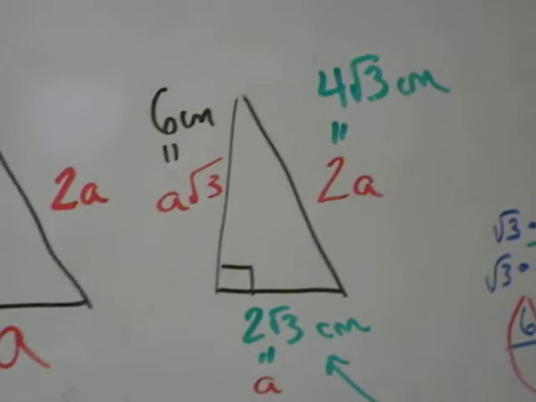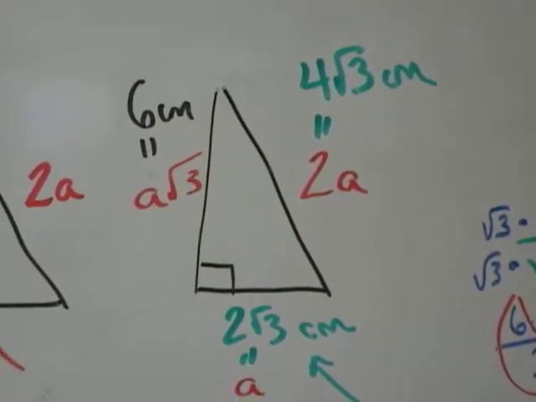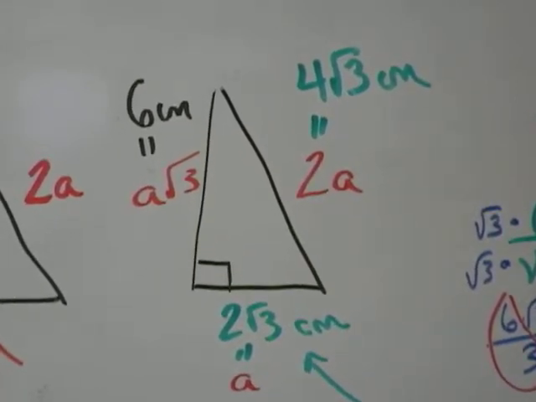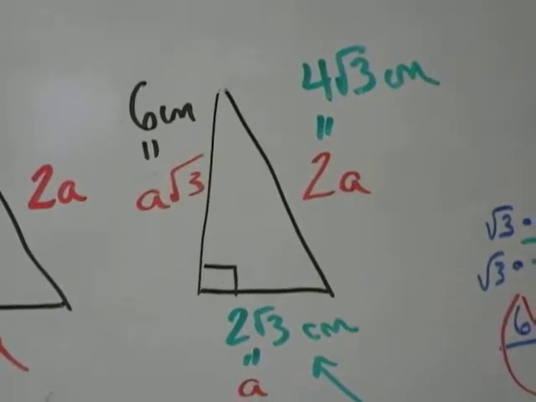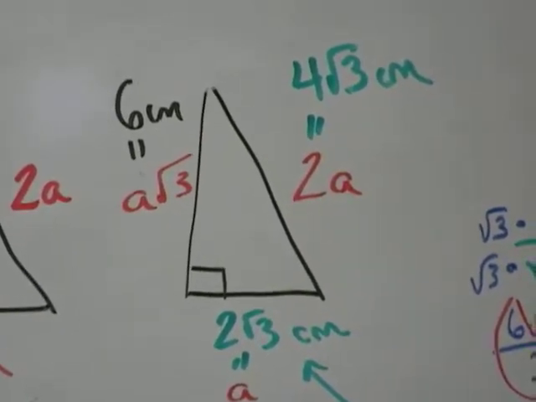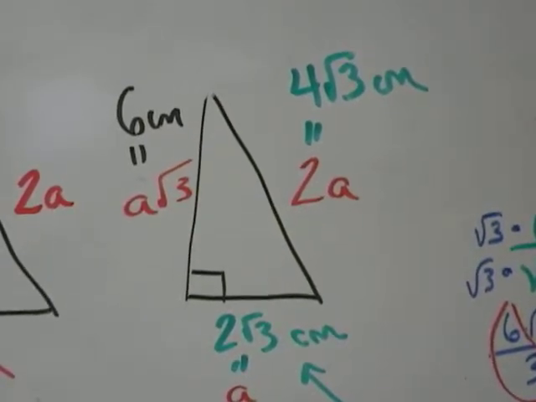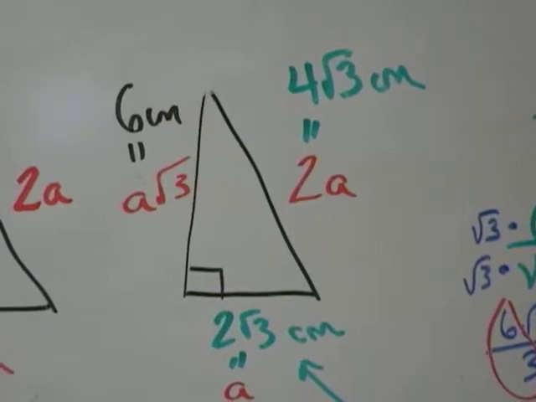If A is equal to 2 radical 3, I need to know the length of 2A, because remember 2A, the radius, or the hypotenuse of the triangle, is also the same length as one side of my hexagon. So I need to double 2 radical 3, which means I'm really just doubling the 2, so the length of 2A is 4 radical 3 centimeters.